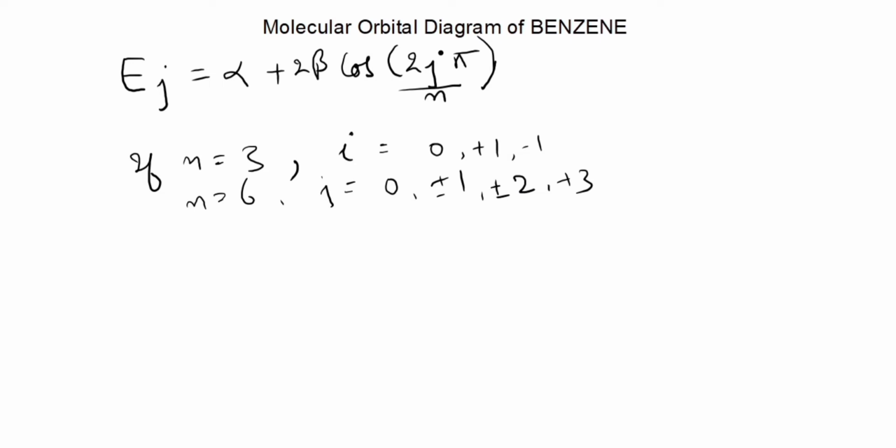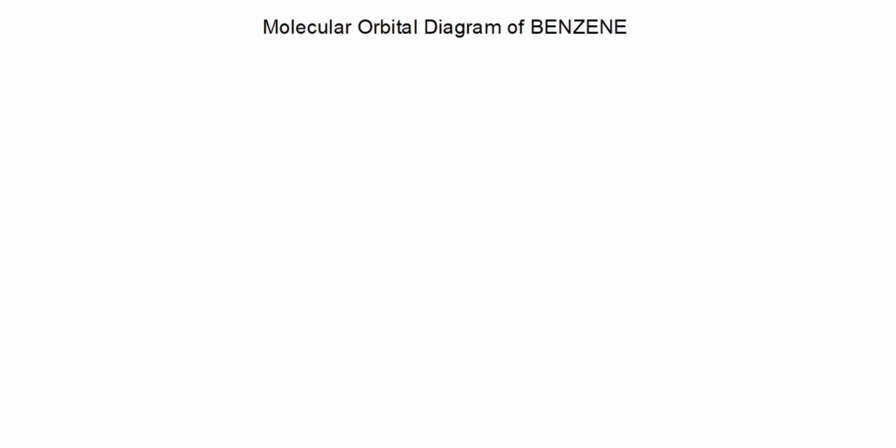Now talking about benzene here. For the molecular orbital diagram of benzene, we need to find the energies for n equal to 6. So how will we find it? Let me erase this. For benzene, n is equal to 6, so the values of j will be 0, plus minus 1, plus minus 2, and plus 3. These will be the values of j.